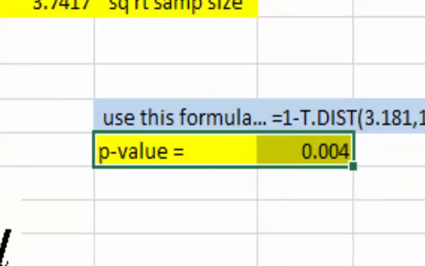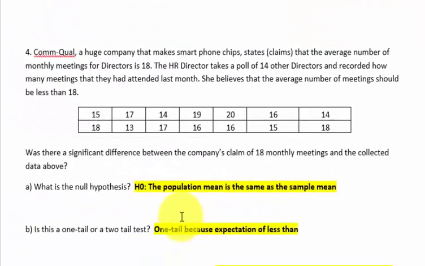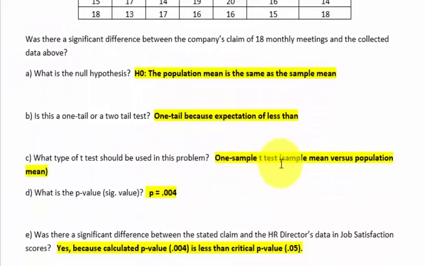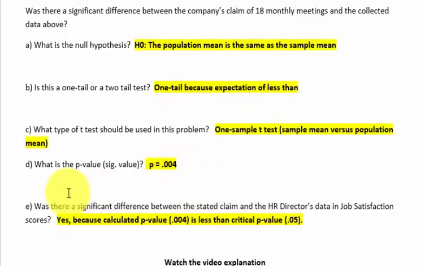So let's get back to our question and answer period. One sample t-test, and the p-value is 0.004. And the test statistic is 3.18, even though that wasn't one of the questions. So was there a significant difference? You bet, because the calculated p-value of 0.004 was less than the critical cutoff alpha value of 0.05.